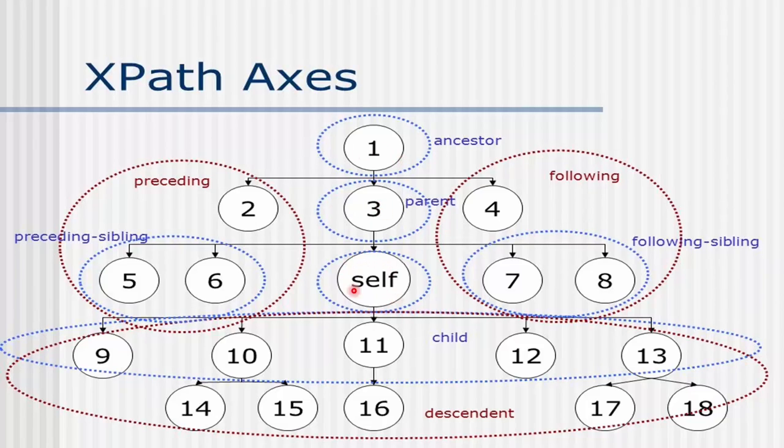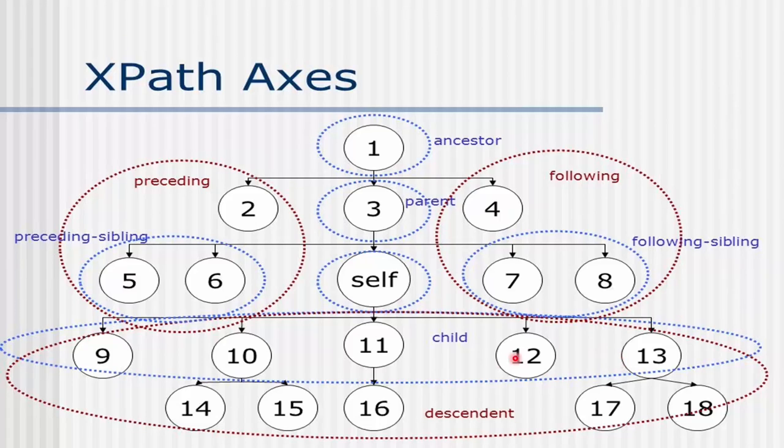Now if you keep yourself over here, your children, that is the 9, 10, 11, 12 and 13, these are the child nodes that are present over here. Okay, this is you. The one above you is your parent, and your parent's parent is your ancestor. And your children are your child nodes, that is the 9, 10, 11, 12 and 13. These are your child nodes.